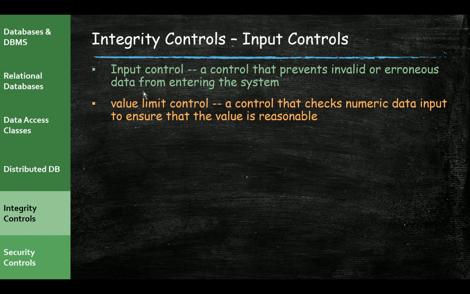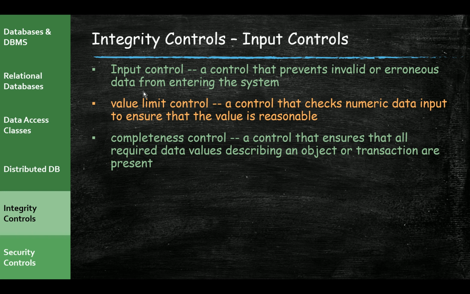So a value limit control is a control that checks numeric data input to ensure that the value is reasonable. For example, if you have an employee system and you're putting in the salary, maybe somebody misinterprets the hourly salary to be yearly salary and puts 100,000 in there. Well, it's pretty unlikely that somebody's earning an hourly salary of $100,000. So you could have some kind of control that does a sanity check on that data.